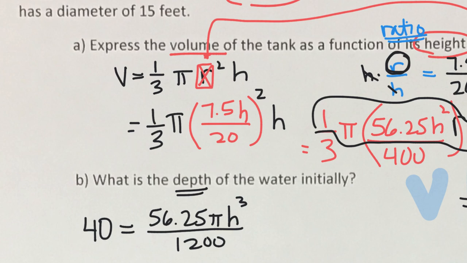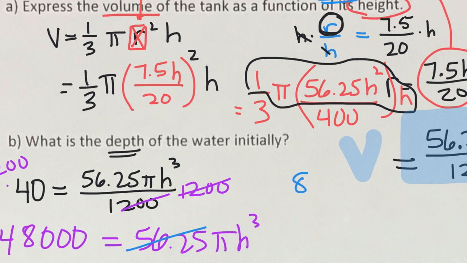Your steps are to get rid of your denominator, so we're going to multiply both sides by 1200. Calculator says 1200 times 40 is 48,000, equals 56.25 pi h cubed. Now I'm running out of space, but I'm going to divide by 56.25. That gives me 853 1/3. It's 853.3333 in your calculator.